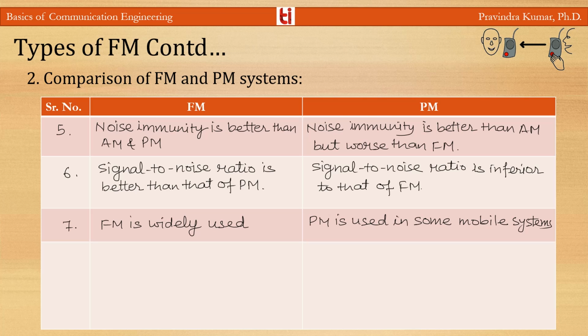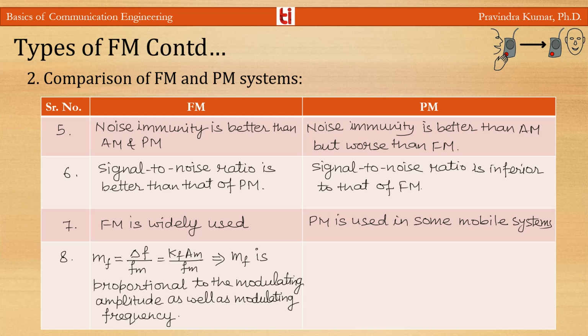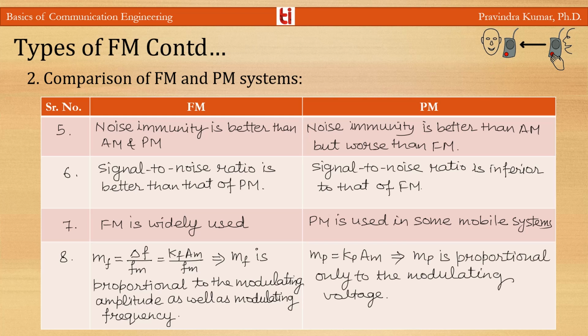In FM the modulation index is equal to the frequency deviation divided by the frequency of the modulating signal, means delta f by fm, or you can write it as kf Am by fm, and this is proportional to the modulating amplitude as well as the modulating frequency. And in the PM wave the modulation index is equal to kp into Am, so the modulation index is proportional only to the modulating voltage in PM.